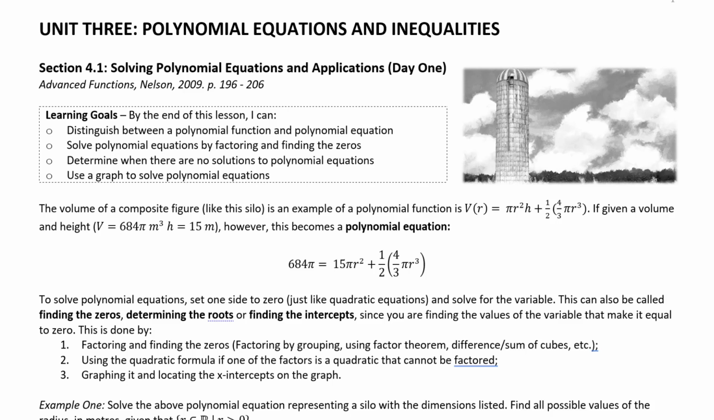And the volume of a composite figure, like this silo that you see here, is an example of a polynomial function. The silo you see here, that's the volume of the cylinder, and then half the volume of a sphere. So volume of a cylinder plus half the volume of a sphere at the top. If given a volume and height, however, this becomes a polynomial equation. So this is a polynomial function where the volume of the silo is a function of the radius. This, however, is a polynomial equation because it equals a constant value. In this case, 684 times pi.